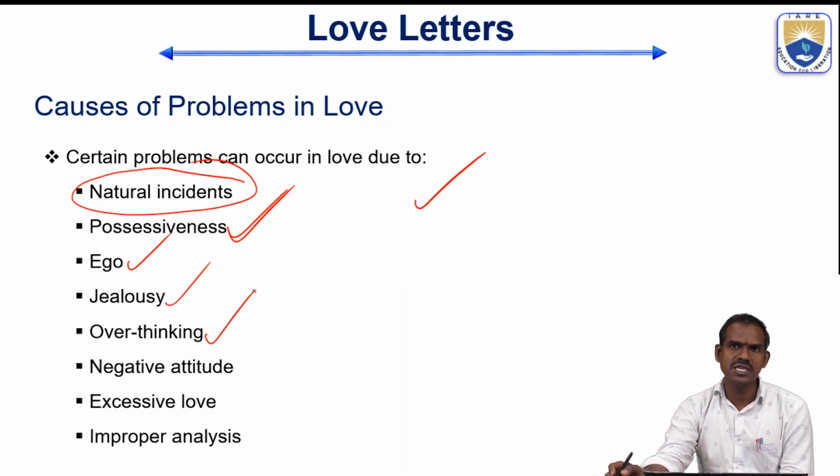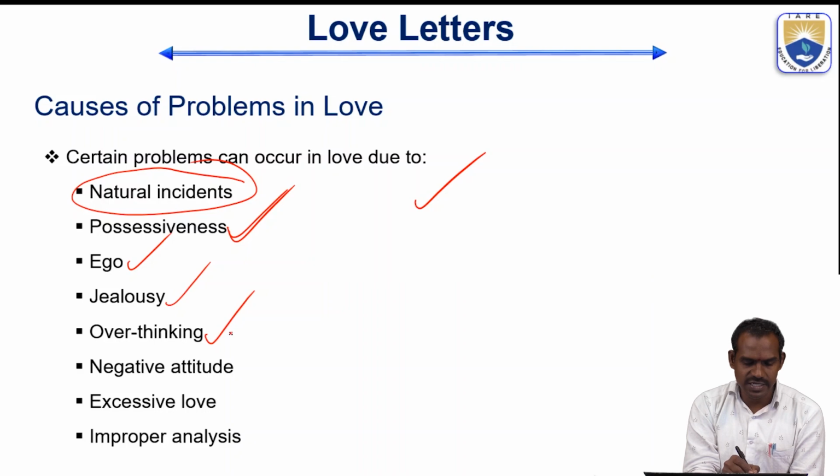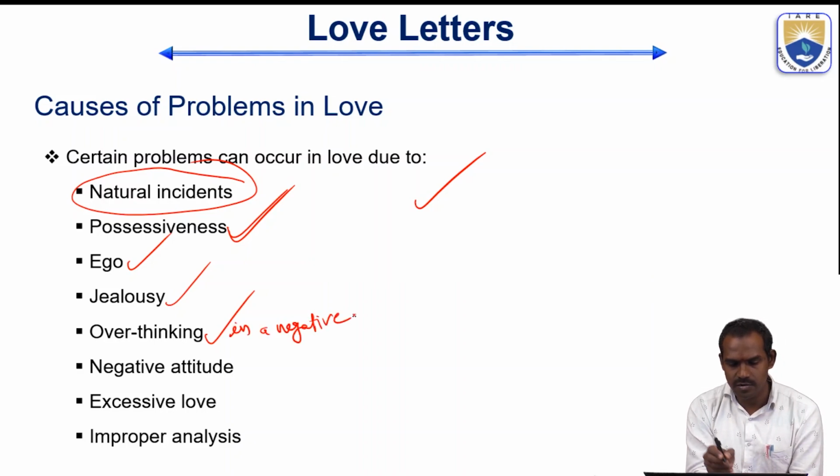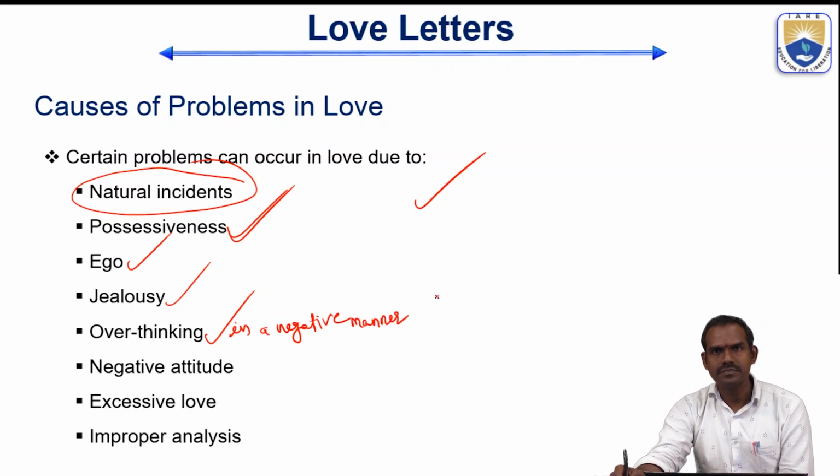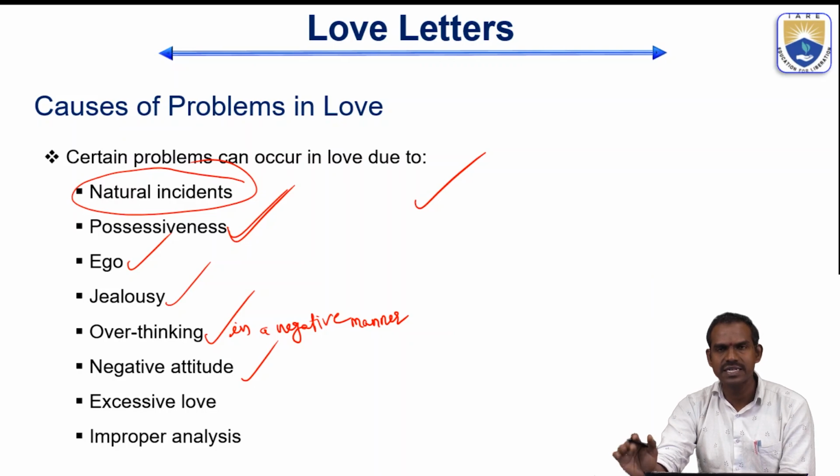And the next one is overthinking about certain things. If you think over certain things, it may lead to negative effects. Overthinking may be there, but in a positive manner. But overthinking in a negative manner will definitely cause a problem in love. And next, negative attitude, seeing everything from a negative angle. That will certainly cause problems in love.